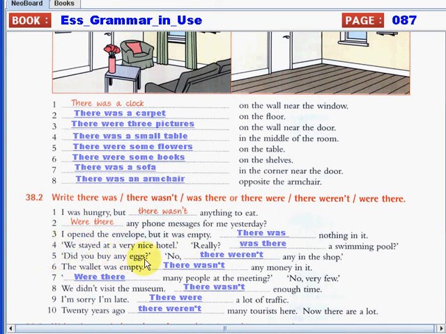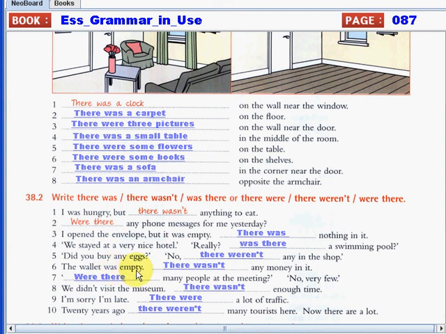Did you buy any eggs? No. Blank any in the shop. Okay, so we will use there weren't because it is in plural form because of the word eggs here. Okay, so let's go now on number 6.